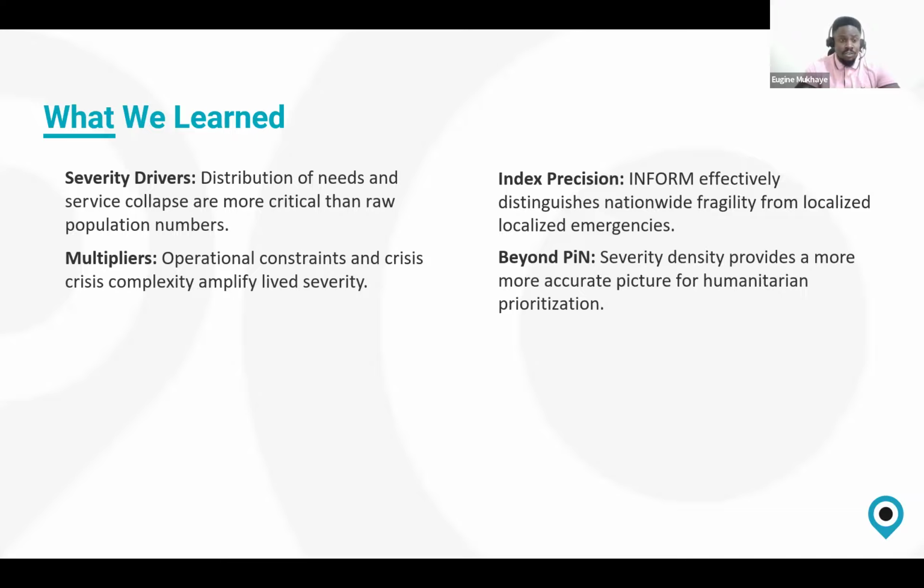So thirdly, operational constraints and crisis complexity act as multipliers that amplify humanitarian impact. So a country which has less access for humanitarian aid workers would rank higher in the severity score compared to a country where access is not limited. By combining these factors, the INFORM Severity Index helps us distinguish between crises that are large, crises that are structurally fragile, and crises where severe conditions are concentrated across large parts of the population. So INFORM does not simply measure how many people need help. It measures how difficult the humanitarian environment is for those people who need help, and also for those people trying to help them.